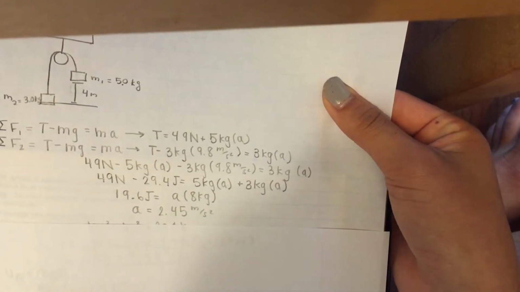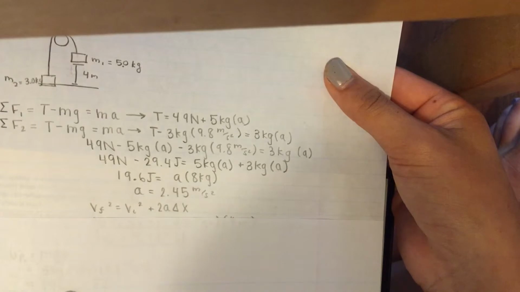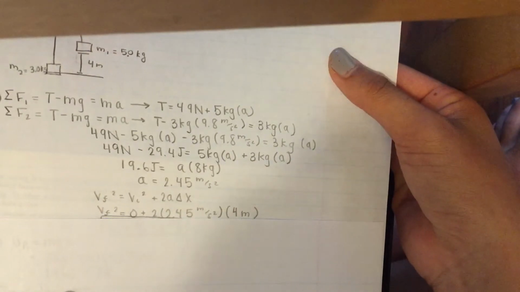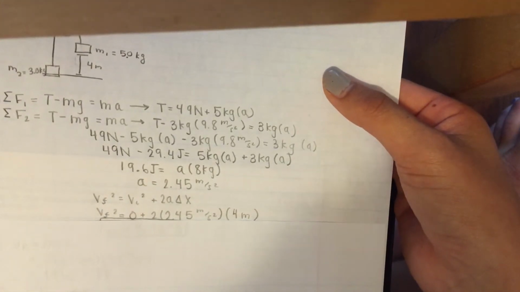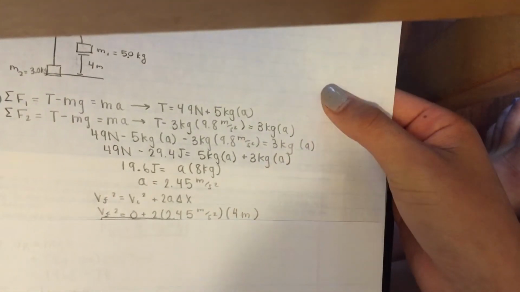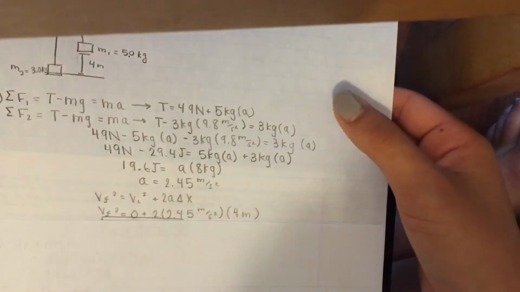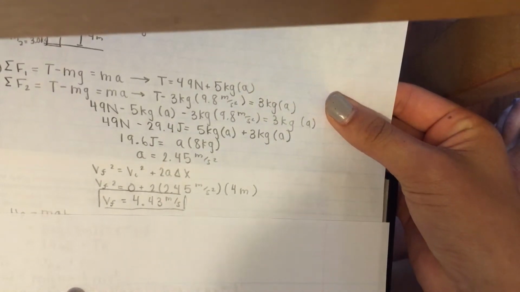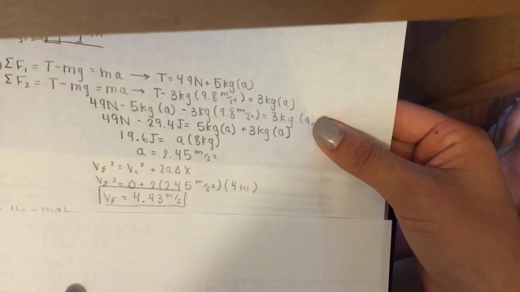And then from there, I plugged into the kinematic equation Vf squared equals Vi squared plus 2a delta x, and plugged in all our givens. It starts at rest, so Vi is 0, 2 times the acceleration you've just solved for, and then 4 meters, because that's the height that block traveled. So then you end up with the final velocity being 4.43 meters per second. So that's part A.